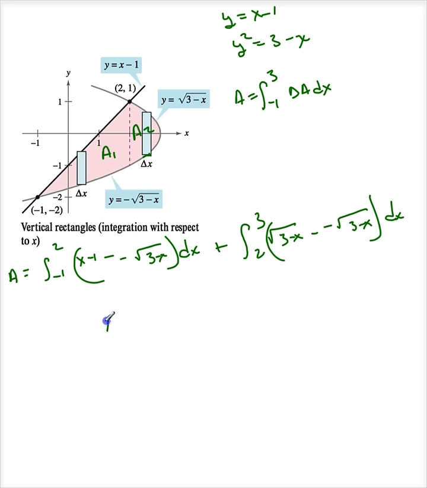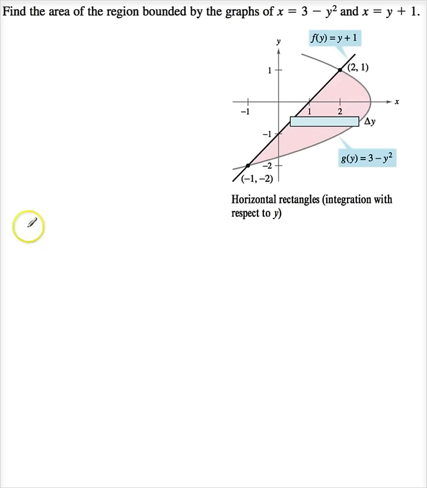Because you always want to find delta A. When we're doing delta x, it's your top function minus bottom function times delta x, all right, because that's the area of this representative rectangle. Let's instead solve these as x equals a function of y, and I use the term function very carefully.